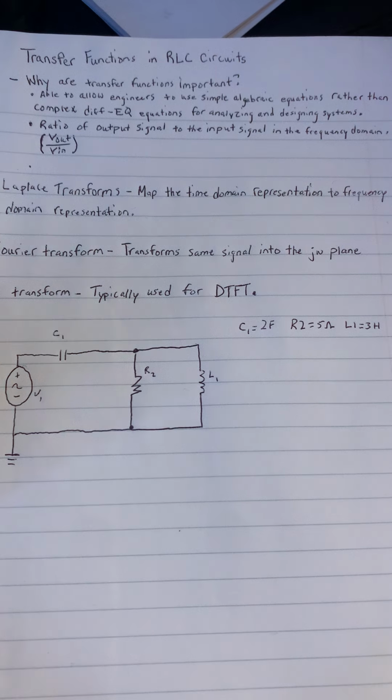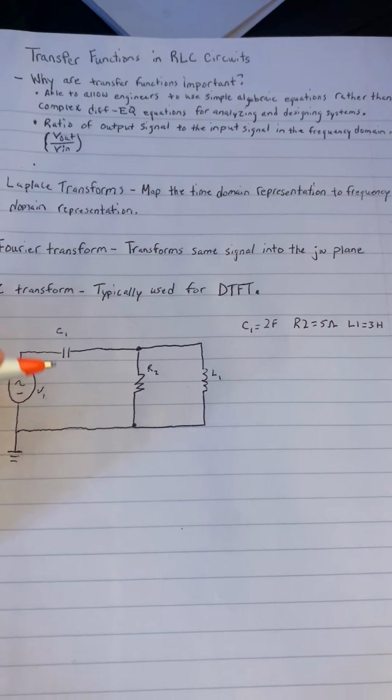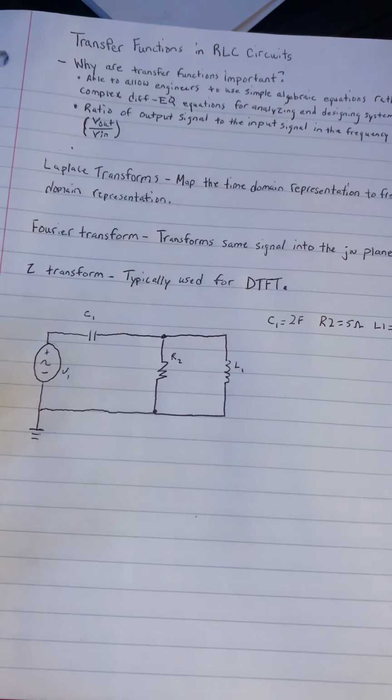So right here we have an RLC circuit. We have a capacitor, resistor, and an inductor. We have a resistor and an inductor in parallel with each other, which is all in series with a capacitor. So the values we have here, I will show you guys the steps and how to solve this.